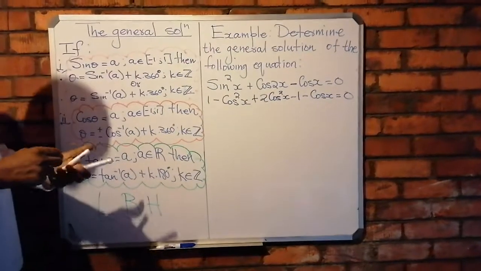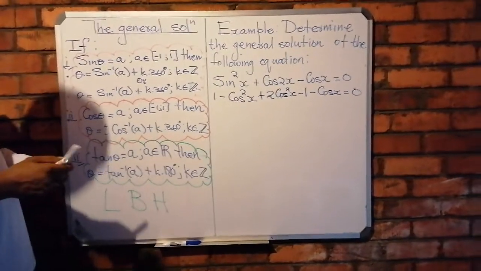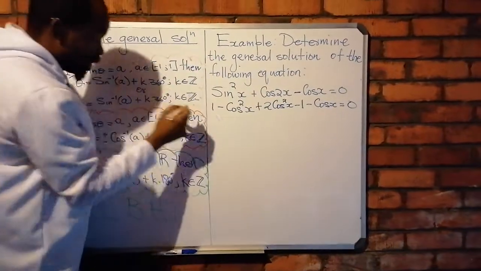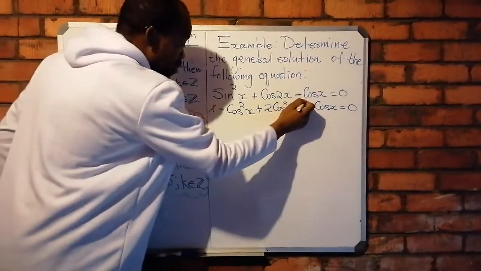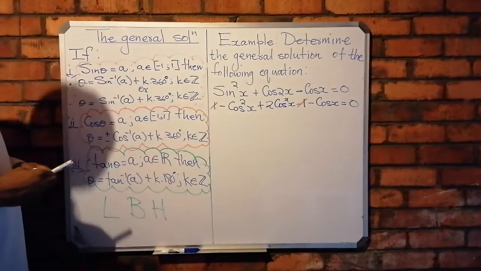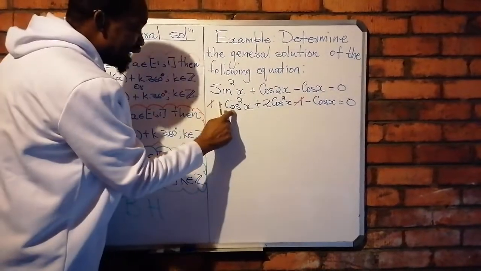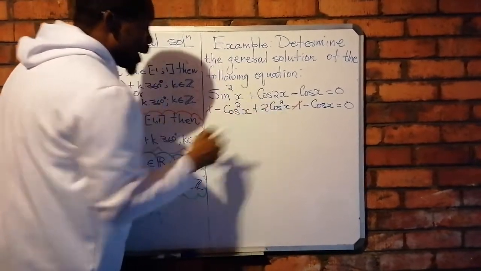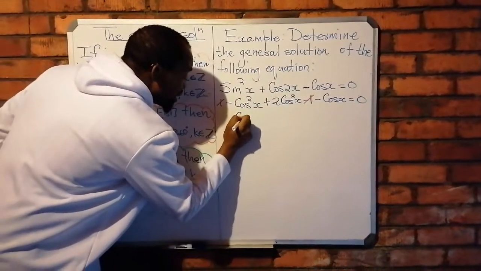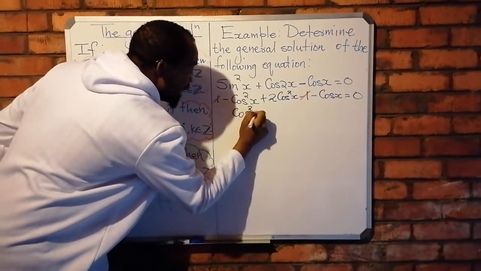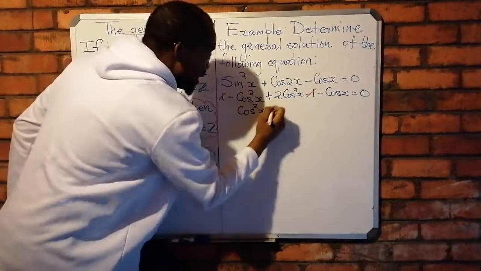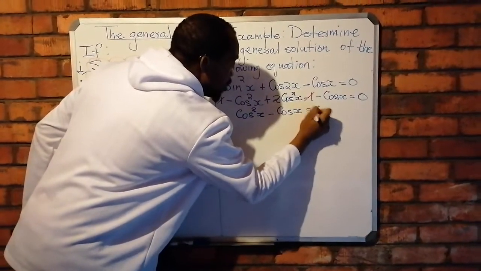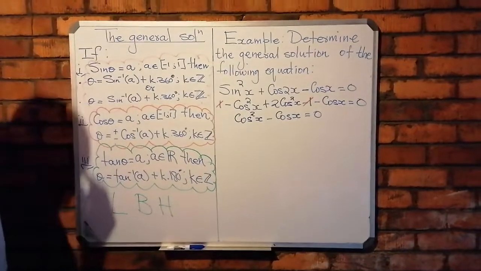Now, I must either add or subtract them depending on their signs. 1 minus 1 is a 0. I can cancel that one out. Now, minus cos squared x plus 2 cos squared x is cos squared x. Then I have that one which I can do absolutely nothing about.